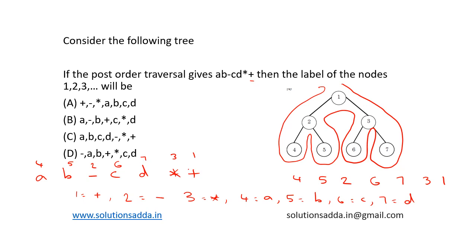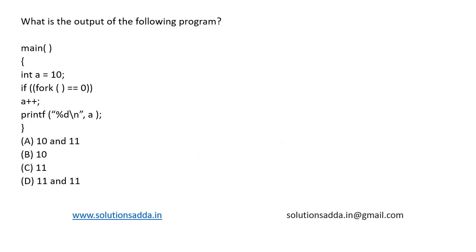1 is equal to plus, 2 equal to minus, 3 equal to star, 4 equal to A, 5 equal to B, 6 equal to C and 7 equal to D. Based on the options, option A is the correct answer here.